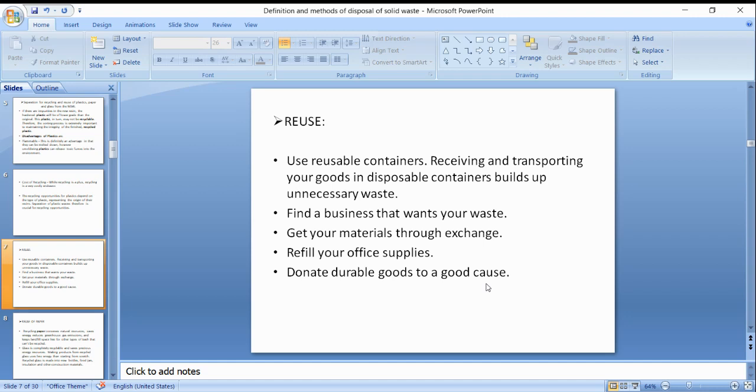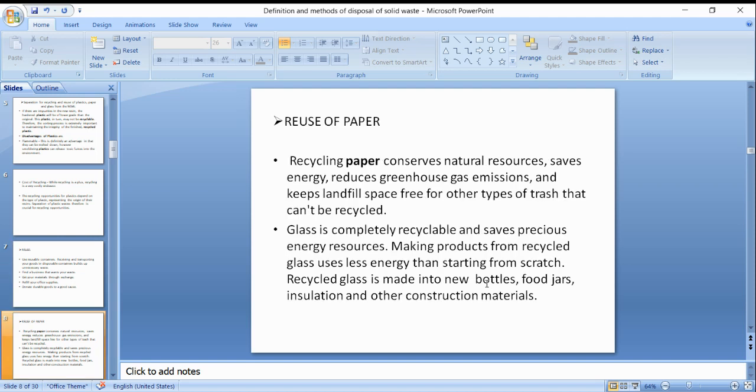reusable containers. Receiving and transporting your goods in disposable containers builds up unnecessary waste. So reuse is somewhat of a business, so that it reduces your waste also. You can get a little business by reusing materials, by collecting materials. Get your materials exchanged also, refill your office supplies, and donate durable goods to a good cause. So like that, we can reuse the already used things.